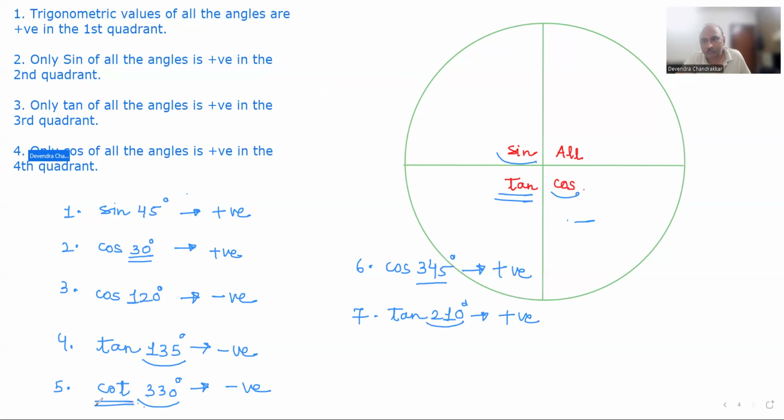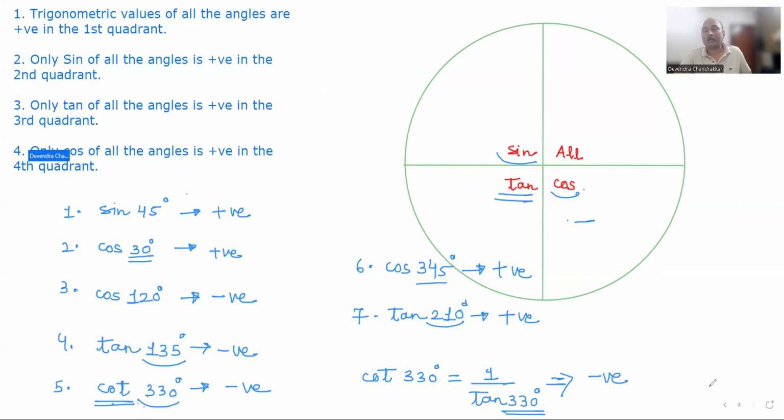ठीक है बेटा? जिसका गलत है चेक करो. ठीक है? So cot है ये. तो cot क्या होता है? Cot 330 degree is as good as 1 upon tan 330 degrees, right? And tan 330, this angle lies in fourth quadrant. In fourth quadrant tan is negative. So this is negative. I hope all of you understood this. Fourth one is negative, right? Those of you who have written positive, please check. Good.